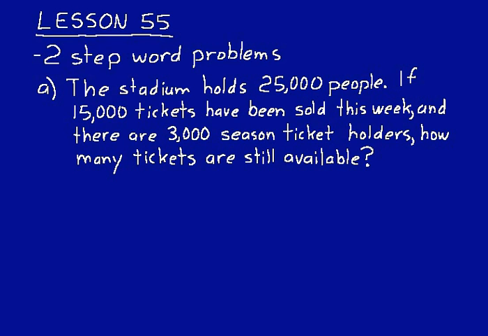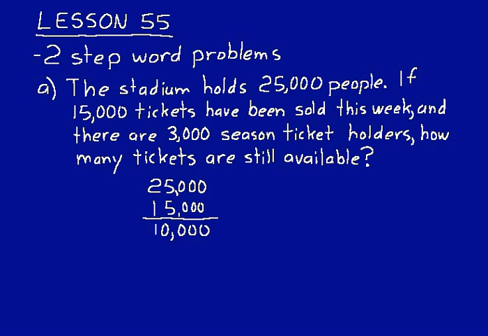Now, always on a word problem, it's important to read it through first. Let's go ahead and do that. The stadium holds 25,000 people. If 15,000 tickets have been sold this week and there are 3,000 season ticket holders, how many tickets are still available? Okay, well, let's just think about this. We're trying to find how many tickets are still available. The stadium holds 25,000 people, so let's just write down that value. Now, this week 15,000 tickets have been sold, so let's subtract from 25,000, let's subtract 15,000. And then we'll see that we have 10,000 tickets left.